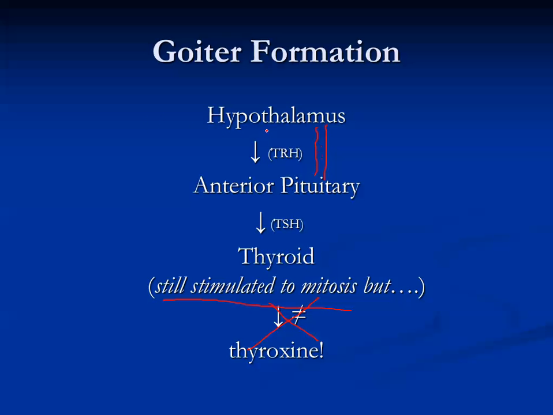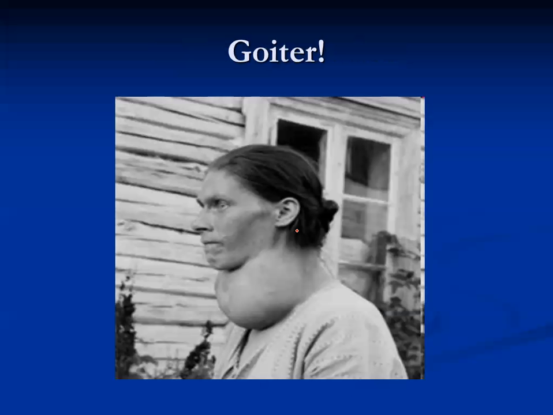The hypothalamus releases more TRH. The anterior pituitary releases more TSH. The thyroid is stimulated to mitose and grow and to produce thyroxine, but it can't make thyroxine. You get the picture? We keep getting more levels of TRH, more levels of TSH. The cells in the thyroid keep mitosing and mitosing and mitosing until finally, boom, you get a goiter, an enlarged thyroid gland.